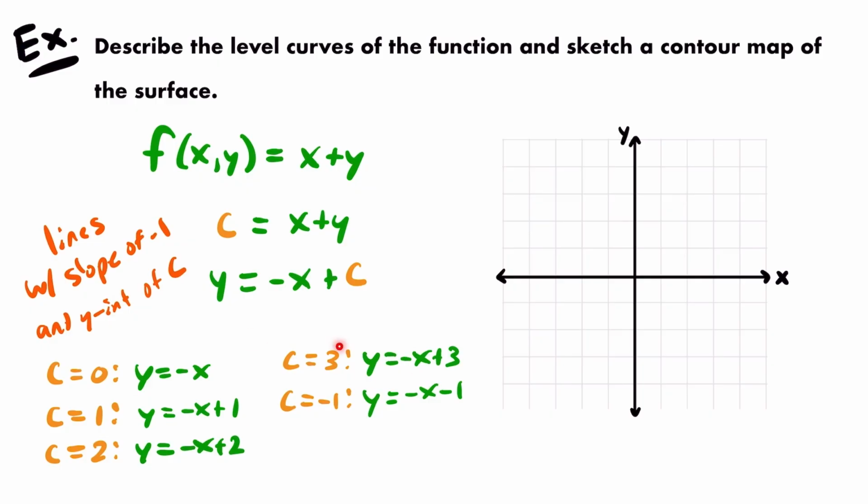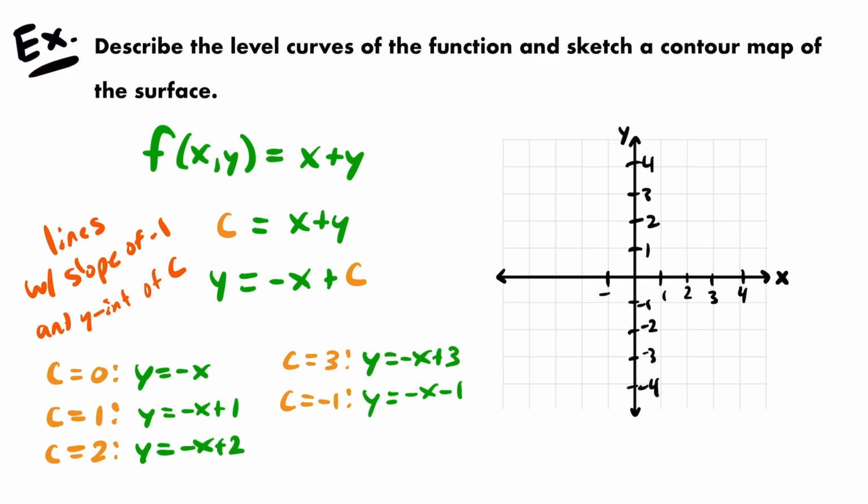Now let's graph these level curves, or really they're lines, in this xy plane. I'm going to say that this is y equals 1, 2, 3, and 4. And this is x equals 1, 2, 3, and 4. That means that this is y equals negative 1, negative 2, negative 3, and negative 4.